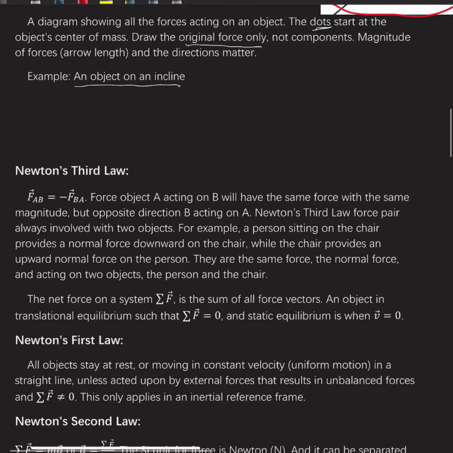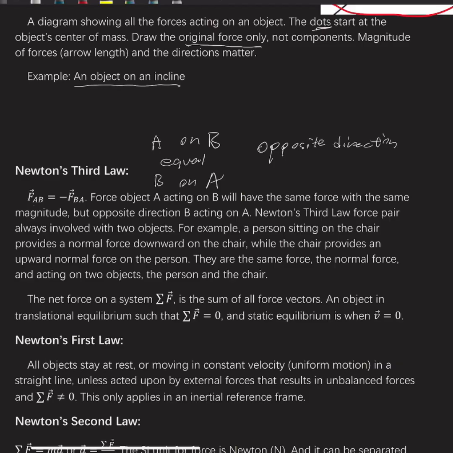Next one is Newton's third law. It says that F sub AB is negative F sub BA, which means that the force of A on B is equal in magnitude to the force of B on A, but in the opposite direction. This negative with the vector symbol means the opposite direction. And Newton's third law force pairs always involve two objects, which means that the force must be the interaction of two objects. If the equation only has one object, then it's not a Newton's third law force pair.